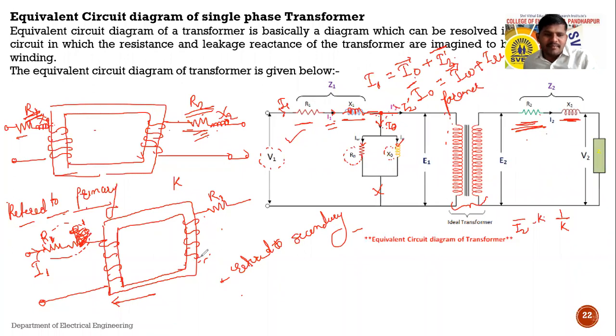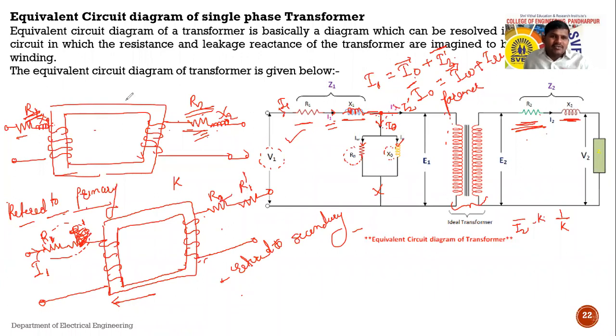Which side value can be transferred into which side? Primary value transfer into secondary. So the primary parameter can be transferred into the secondary side. Suppose we are considering resistance: the primary resistance can be transferred into the secondary side, and it is represented by R1 dash. Here it is R2, and this one is R1 dash.